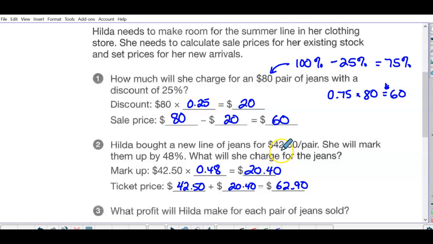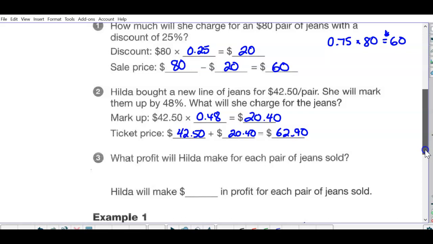Okay, a lot of stores will have 100% markup. So that would mean if she bought it for $42.50, she'd sell it for $85, right? Add on 100%. So she's not doing that in this case, but some stores do, and that's why they can then put it on sale and still make some money.